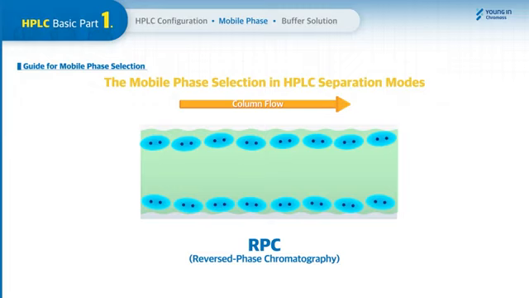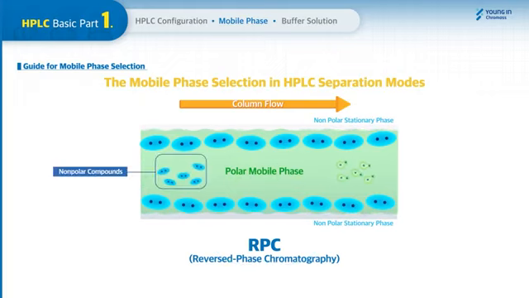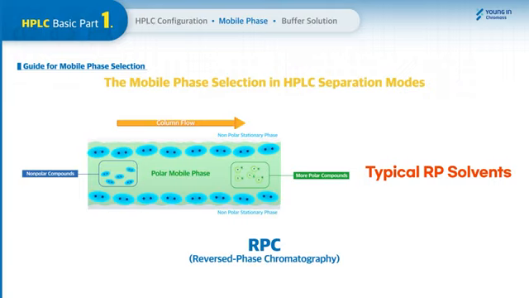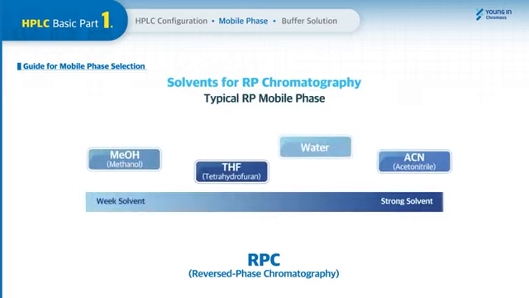Mobile phase selection for HPLC seems very challenging, but if we handle the most commonly used HPLC mode, RPC, we can narrow down the options to focus on the conditions which will give us the highest likelihood of success. Because there are typically used solvents for reverse phase chromatography. And we have to be aware of one more concept: elution strength. Elution strength, also called solvent strength, refers to the ability of a solvent to elute solutes from a column.